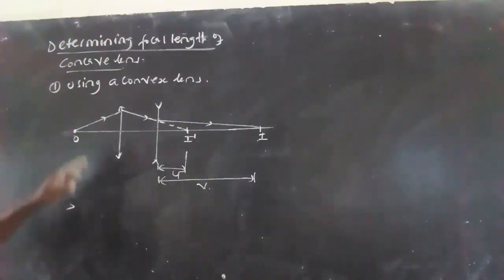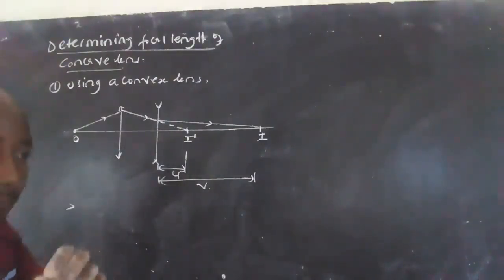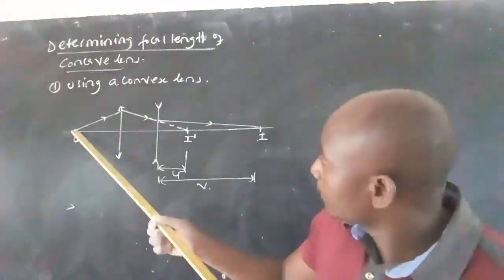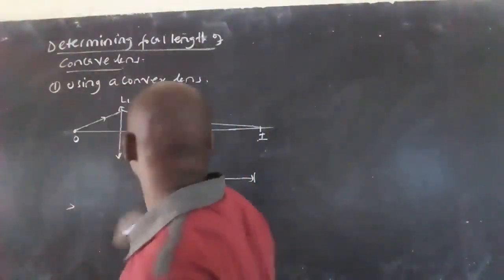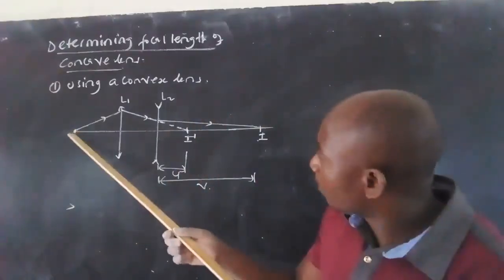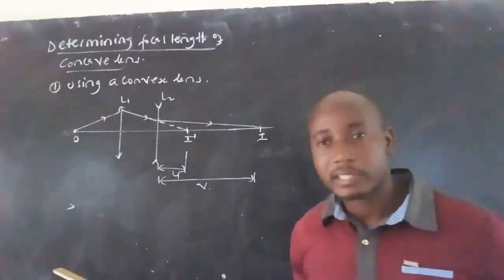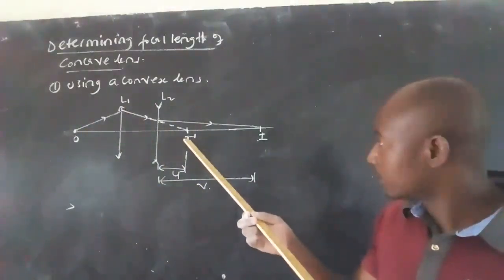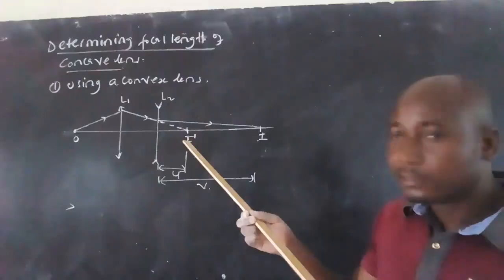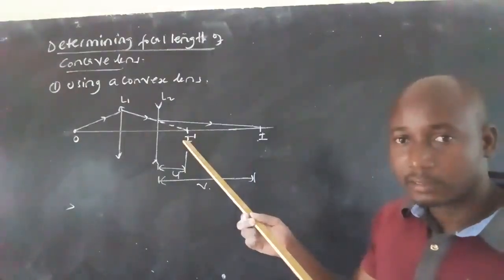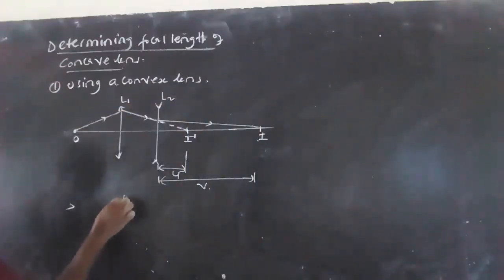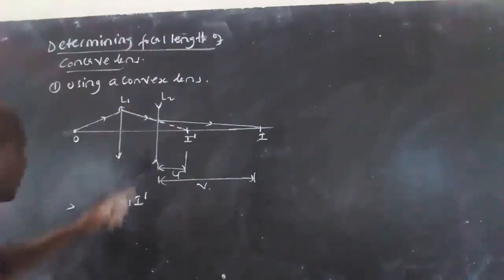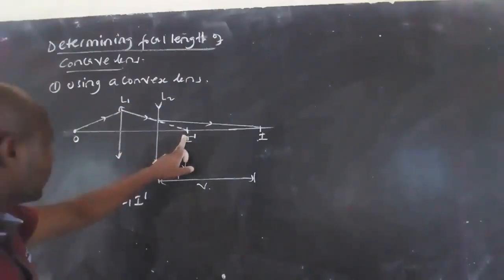So we shall now start by saying that an object O, an illuminated object O, is placed in front of a converging lens L1. Then the next point: the screen is adjusted until a real image is formed on it at I prime. The next point tells us the distance L1 I prime is measured and recorded.